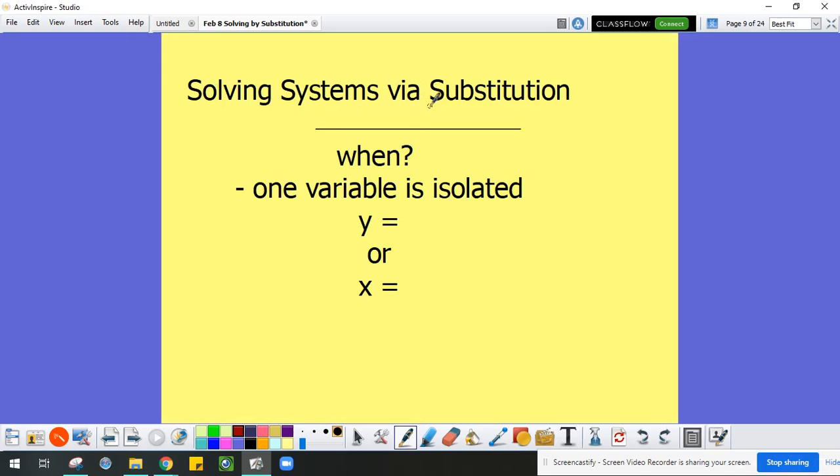When should you use substitution? When you're looking at two equations and you have y by itself or x by itself, when one variable is isolated. When one variable is isolated, you should use substitution. All of the examples that I did the other day, and the one so far today, already had y isolated or x isolated.